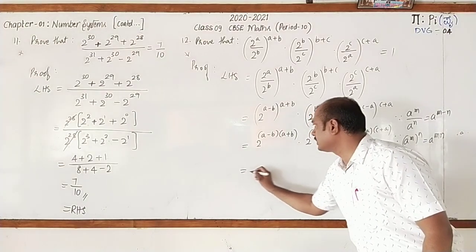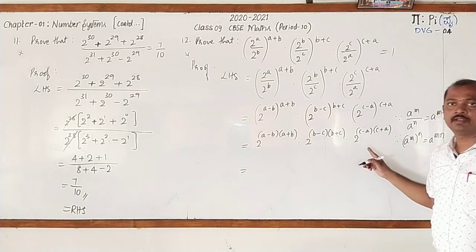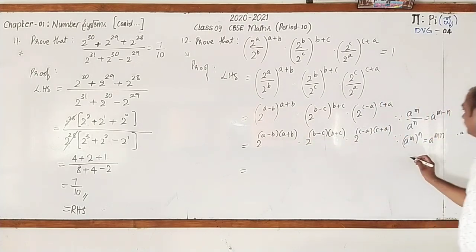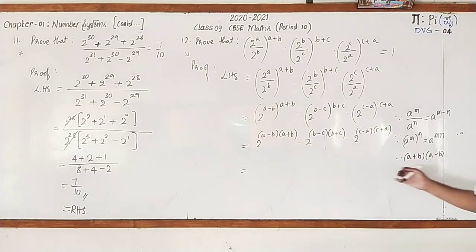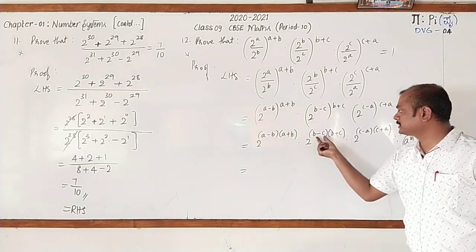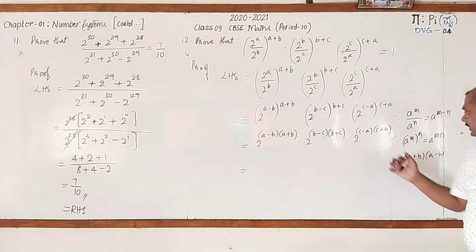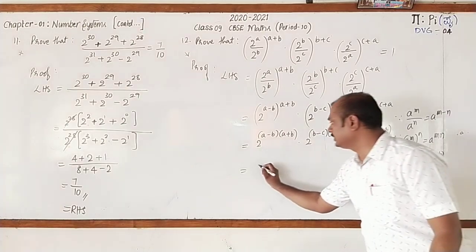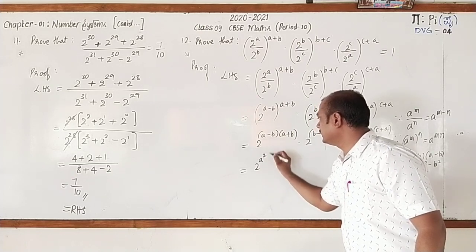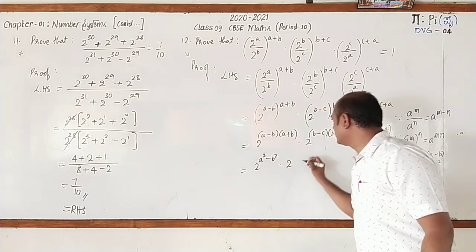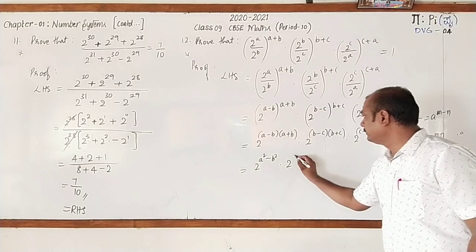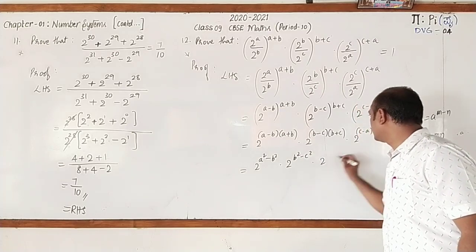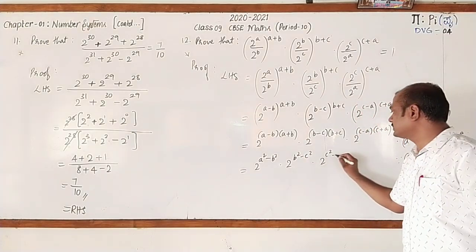Now this is equal to, observe how these are. These terms are in the form a plus b into a minus b. See that? A plus b, a minus b, a plus b, a minus b, a plus b, a minus b can be written as a square minus b square. It is 2 raised to the power a square minus b square, into 2 raised to the power b square minus c square, into 2 raised to the power c square minus a square.